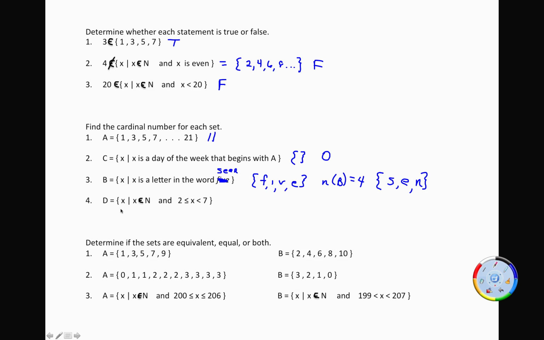Okay, D is the set of all x such that x is an element of the natural numbers, and x is in between 2 and 7, including 2. So if I'm going to write that in roster form, the natural numbers starting with 2, including 2, and going up to 7, but not including 7, I can then see that the cardinality of D is 1, 2, 3, 4, 5.